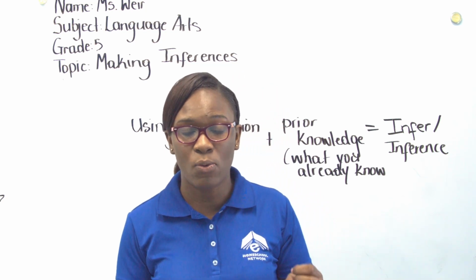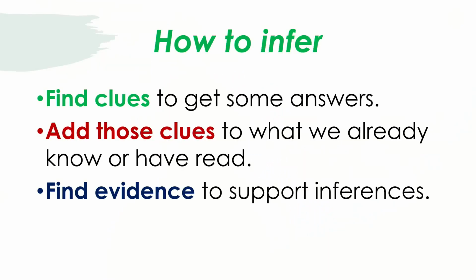Let's go over them. I want you guys to get them. The first step that you must follow when you're trying to infer something is to find clues. Once you find the clues, you add that with your prior knowledge. And once you conclude the information, you must go back and find the evidence. What did you use to support your answer?